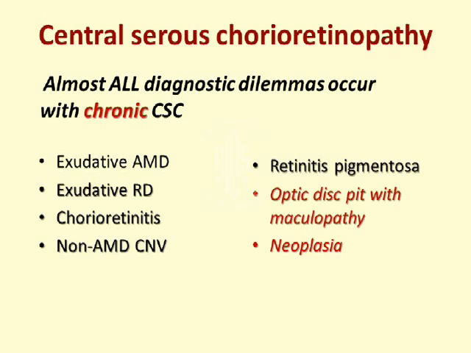And it can actually resemble all the diseases. I have seen them personally. Exudative AMD, exudative retinal detachment, chorioretinitis, non-AMD CNVMs, retinitis pigmentosa, and even acute CSME can actually mimic something like Oguchi-type maculopathy or even a tumor or neoplasia.